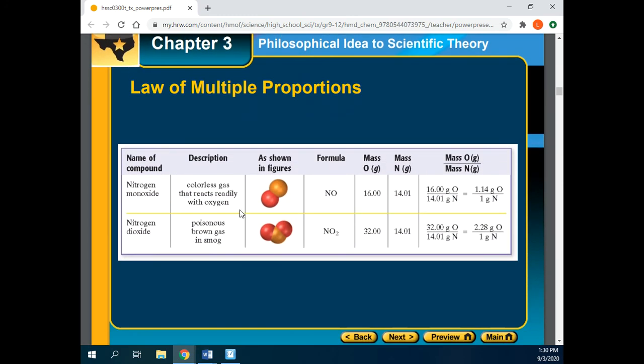So real quick, this is just another example that I like. It's just like with my carbon monoxide and carbon dioxide example. We have nitrogen monoxide here and nitrogen dioxide. And again, just the addition of one oxygen atom makes them extremely different. This one is harmless, and this one is extremely poisonous. So that, again, is an example of the law of multiple proportions, and you will need examples. So make sure and write those down.